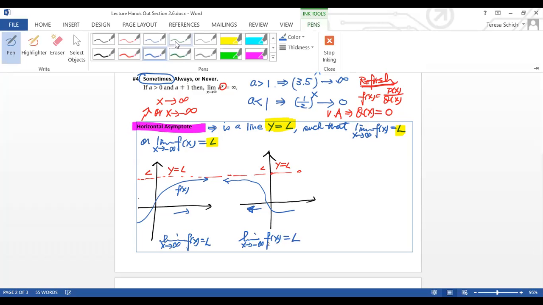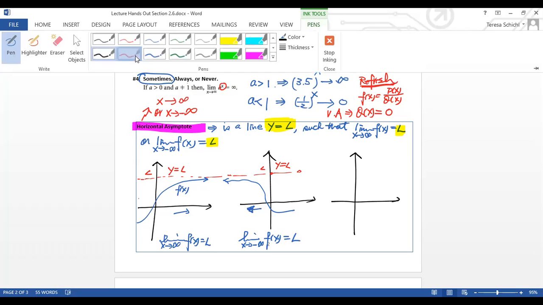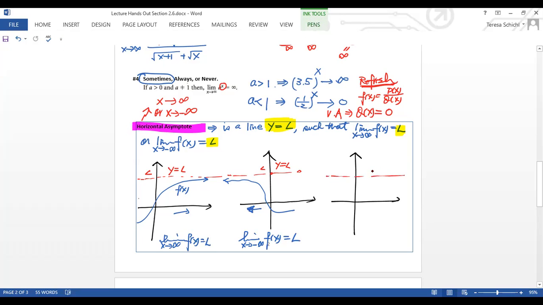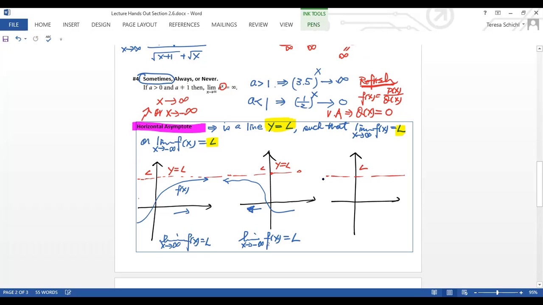In the same way, let's take a look at other situations. If this is my line L, then my function can go like this.